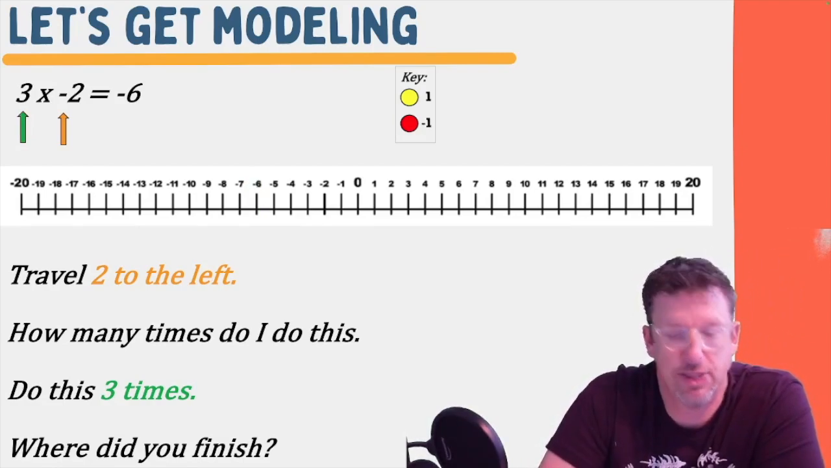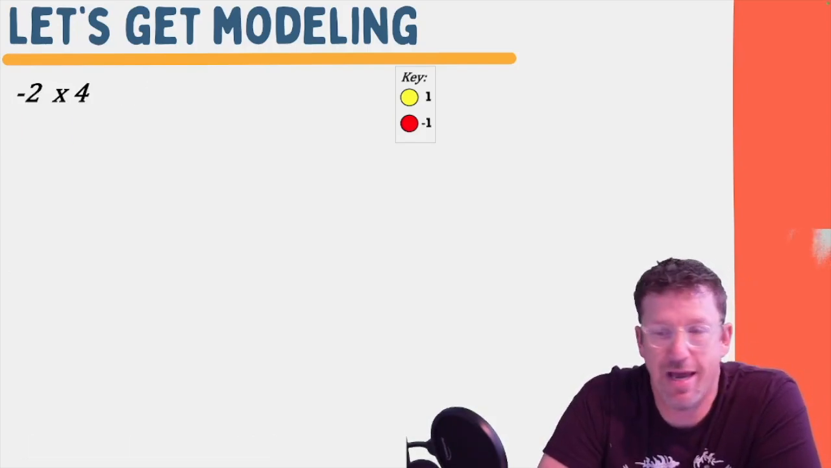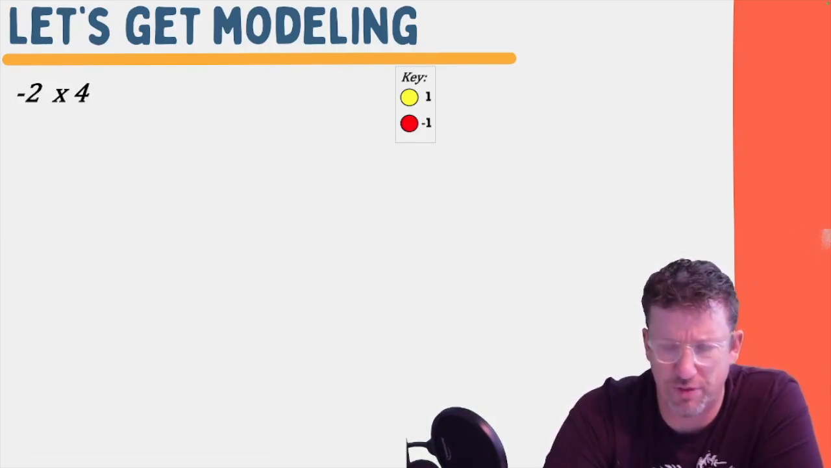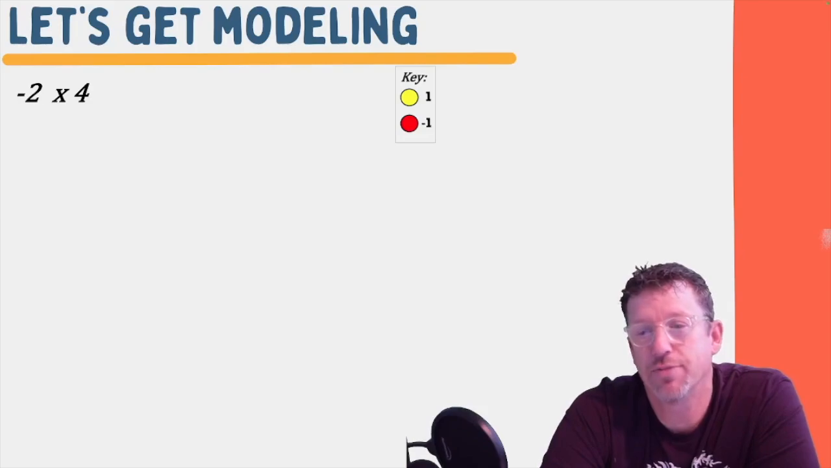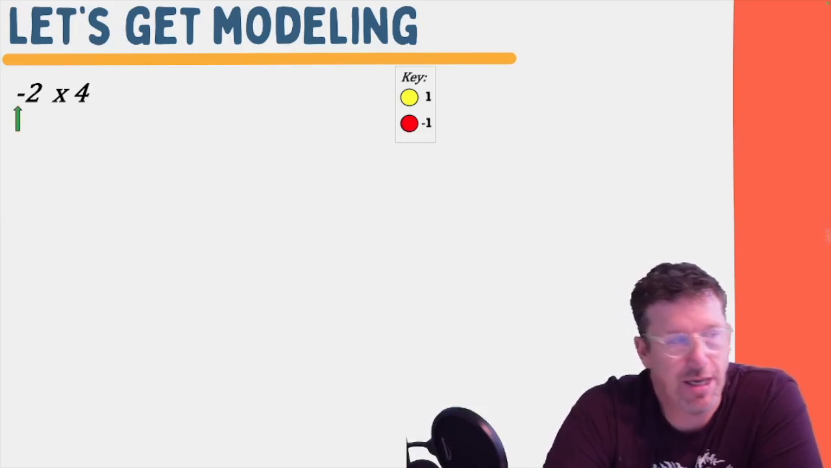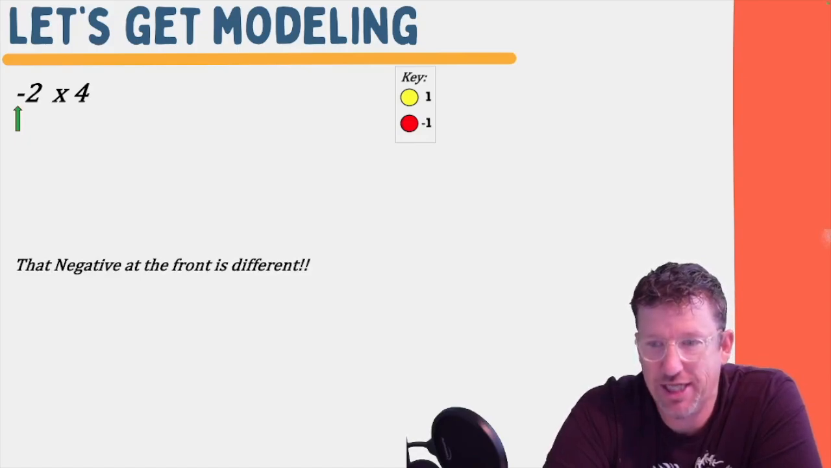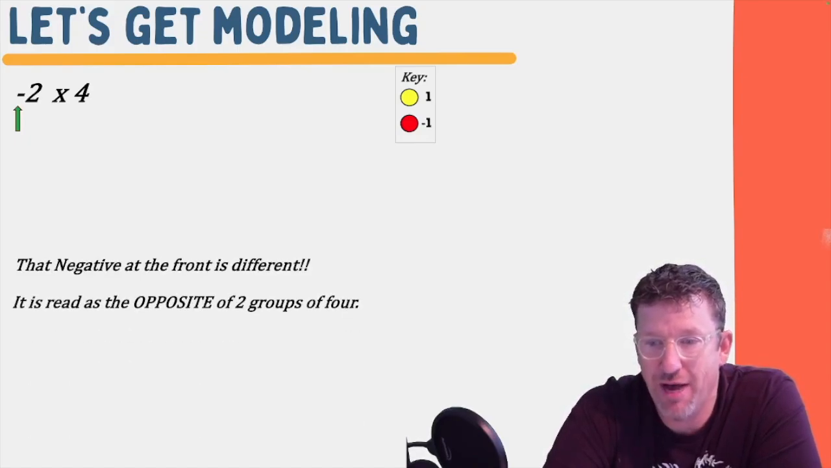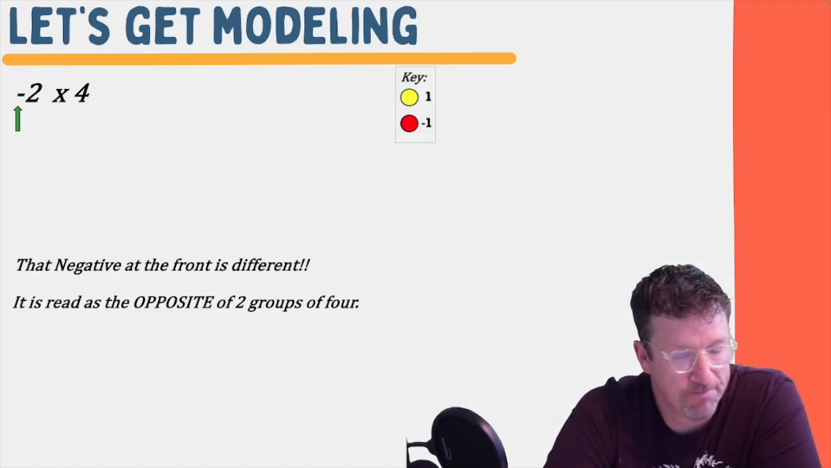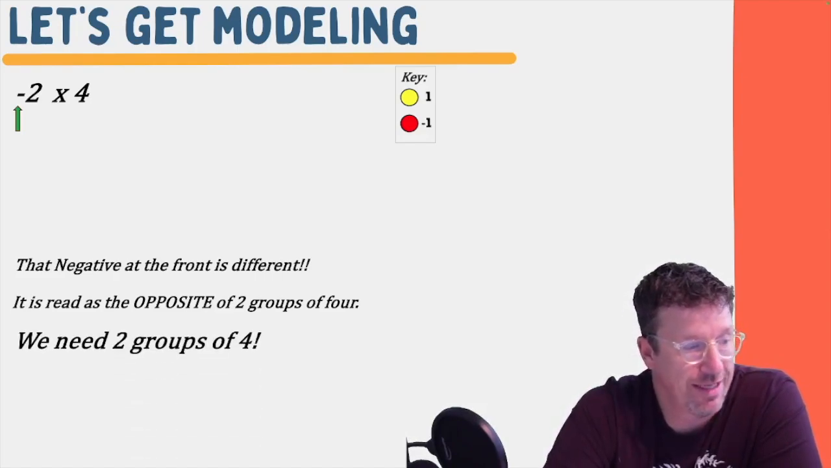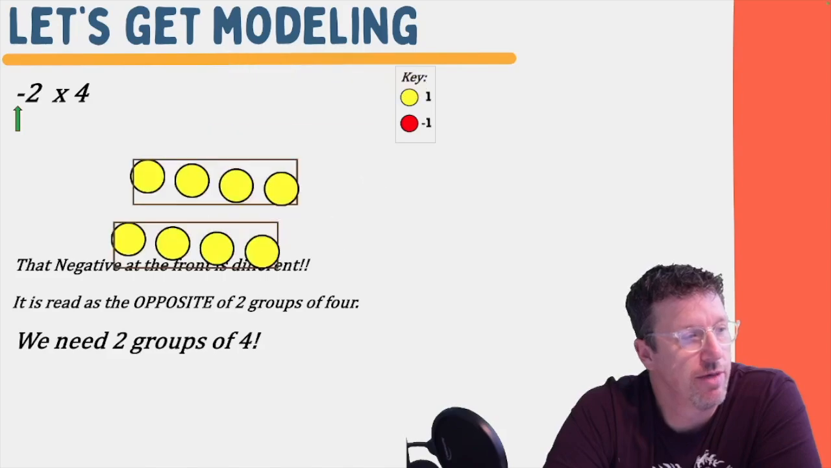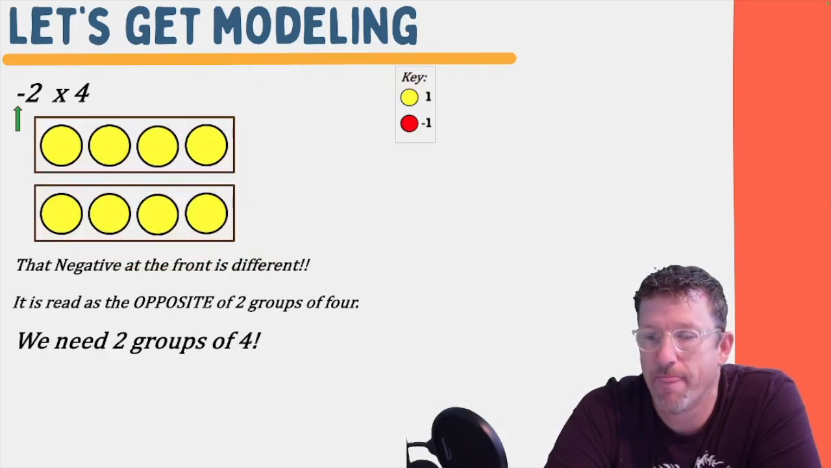We're going to go a little bit trickier. Okay, now we have this -2 groups of 4. What does that mean? Well, don't word it that way. When you see that negative sign at the beginning, start thinking opposite. It changes things around. Okay, so now it is read the opposite of 2 groups of 4. So, what does that mean? We need 2 groups of 4. So here's our 2 groups of 4.